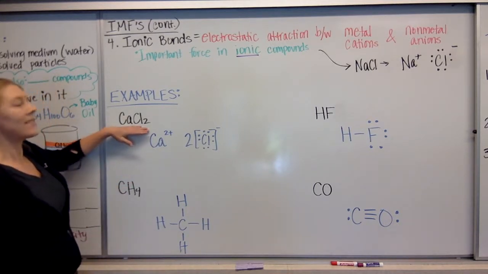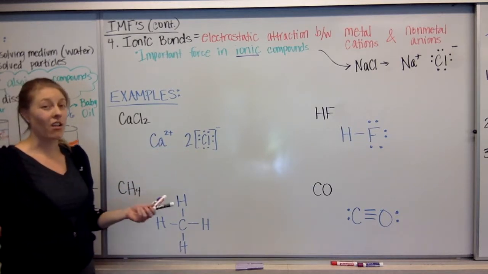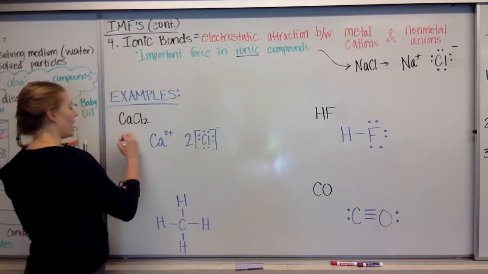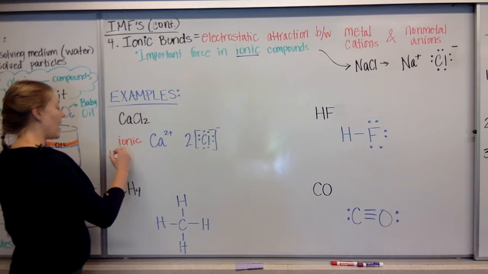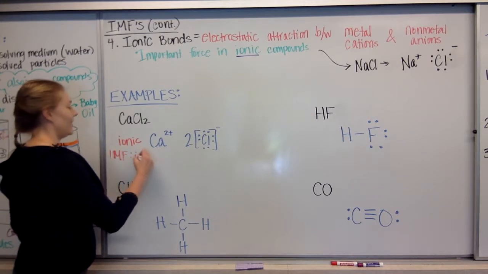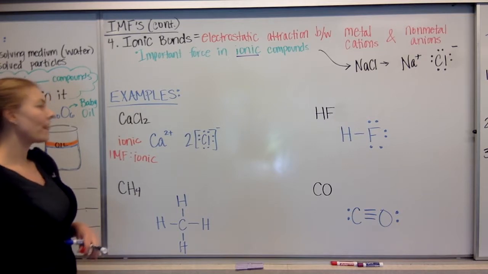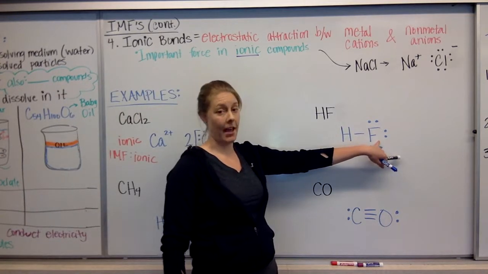So I have CaCl2. Here's the Lewis structure for CaCl2. What kind of compound is this? Hopefully you know. This is an ionic compound, okay? If this is an ionic compound, then the IMF at play here are ionic bonds, okay?